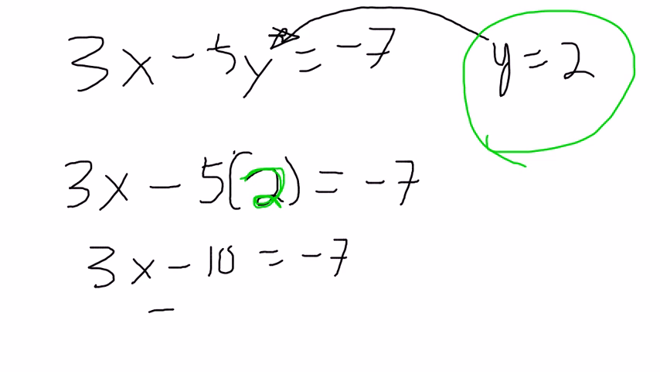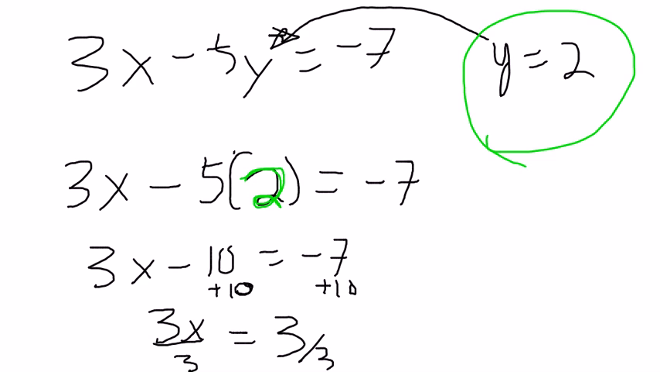And then we're going to have 3x. And you're going to add 10 on both sides to get rid of the 10. The x is the angry variable that wants to kick everyone out. So the 10 got kicked out to the other side, and we have 3x equals 3. We're going to divide by 3 on each side, and we end up with x equals 1.